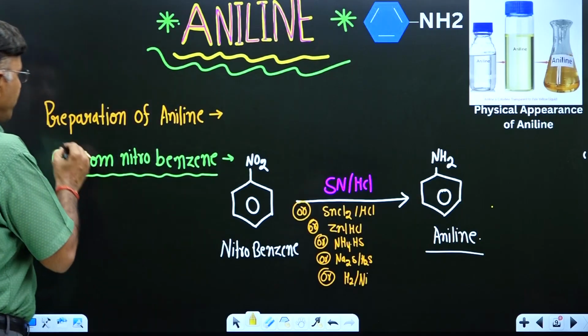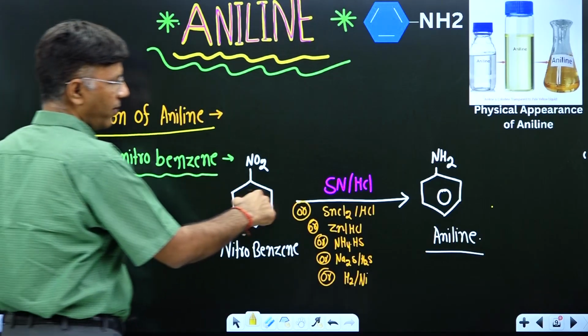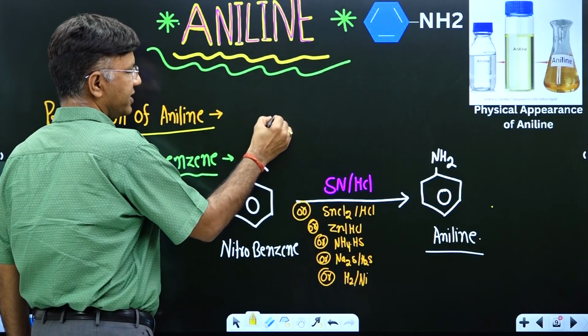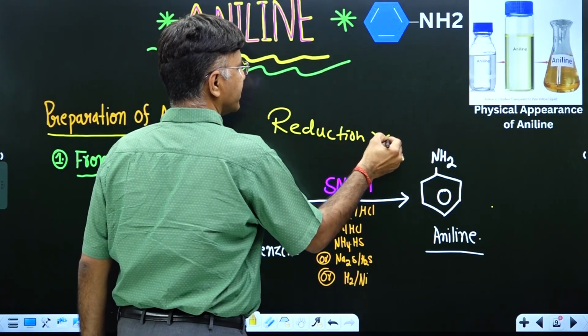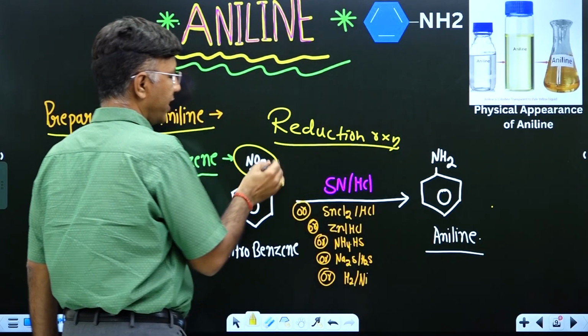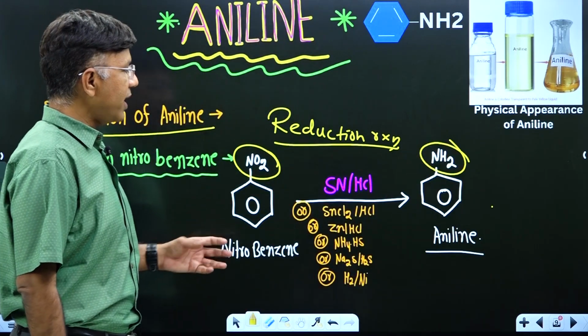The first method for preparation of aniline is from nitrobenzene. We can prepare aniline from nitrobenzene. Basically it is a reduction reaction in which we convert NO2 to NH2, meaning nitrobenzene will convert into aniline. The reagents used are metal acid.